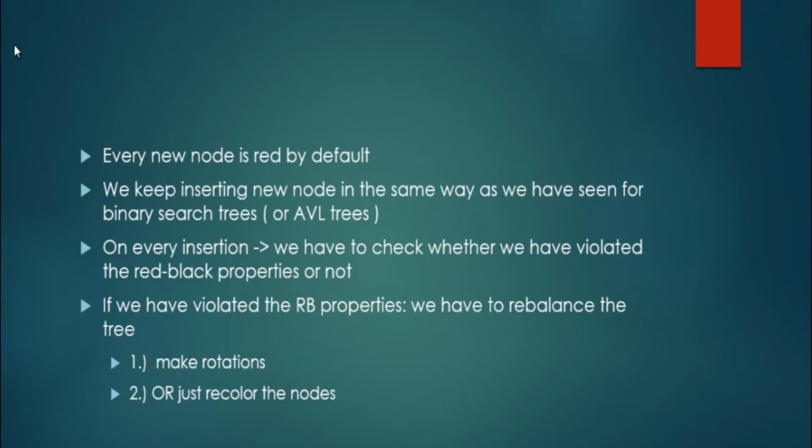So every new node we insert is red by default. We are going to see a little illustration, it will be clear. We keep inserting new nodes in the same way as we have seen for binary search trees or AVL trees. So if the node we want to insert is smaller than the root, for example, we go to the left. If it's greater, we go to the right. This is the basic principle of a search tree. On every insertion, we have to check whether we have violated the red-black properties or not. If we have violated the red-black properties, we have to rebalance the tree and we have to make rotations, or we just have to recolor the nodes.